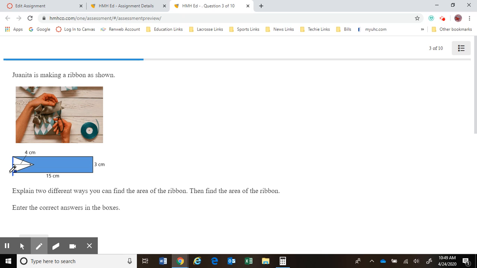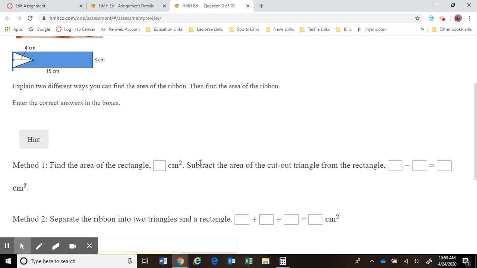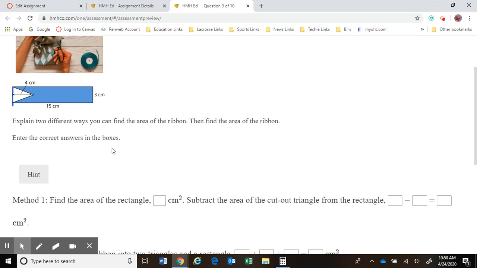It's a triangle, okay? So what have I done to this? I can find the area of the rectangle. What's the area of the rectangle? Well, my dimensions are 15 by 3. What's 15 times 3?